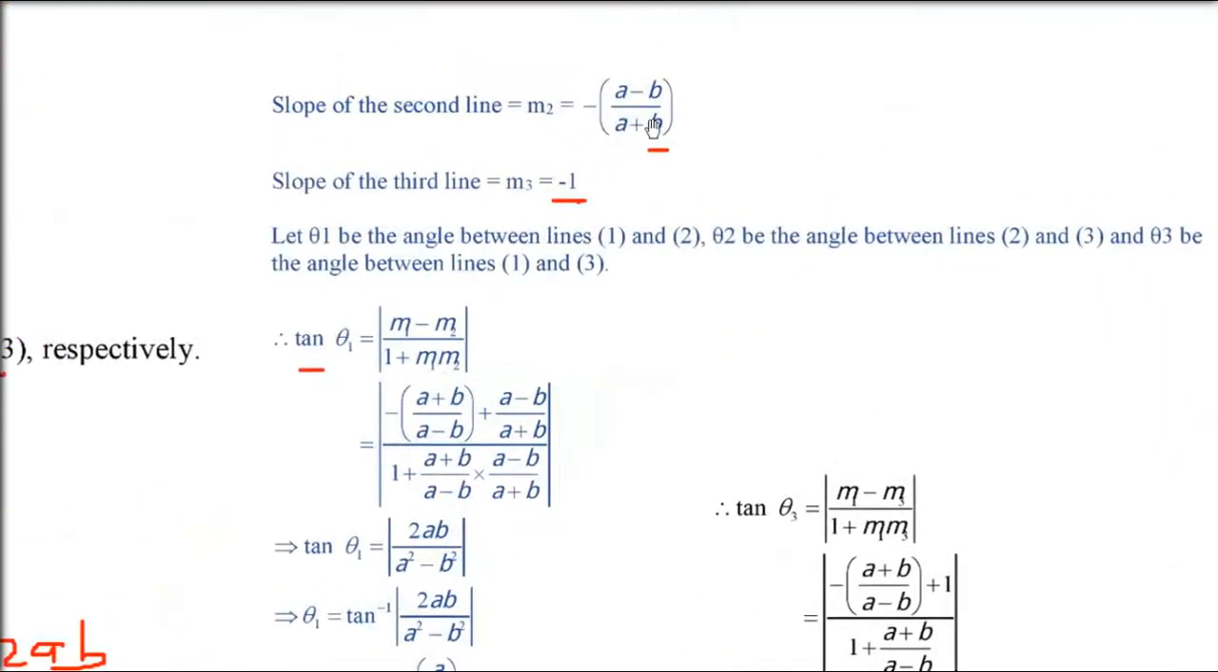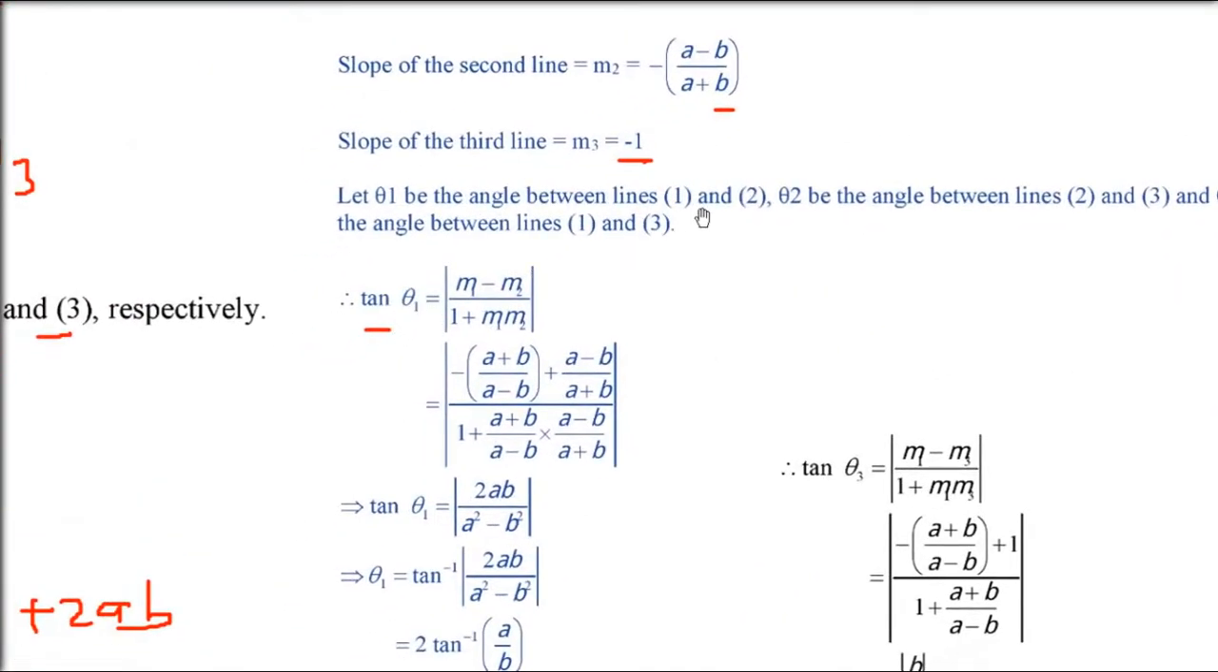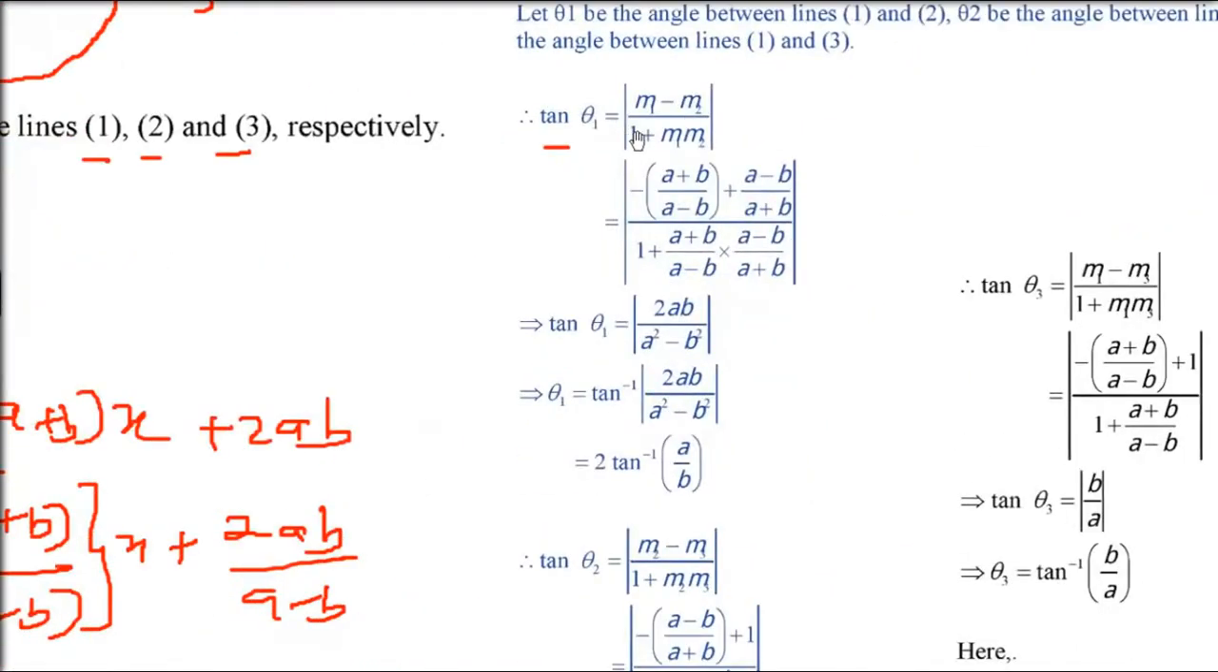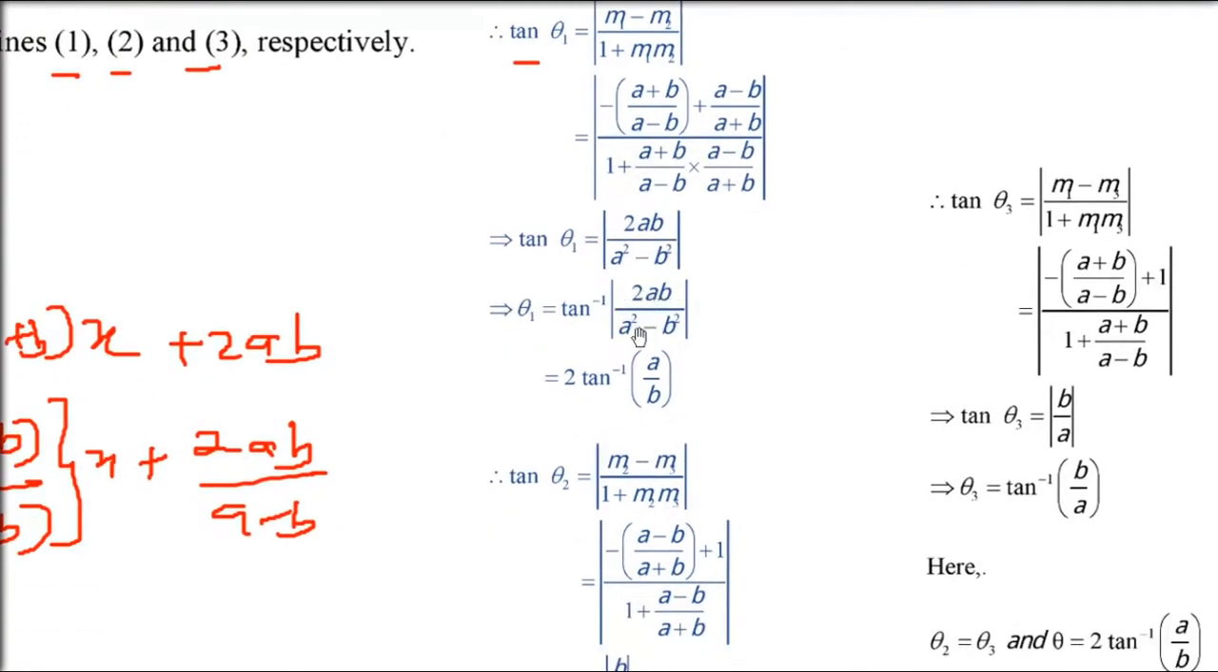Minus a minus b, a plus b, the m2. Now tan theta will be what? Tan theta will be m1 minus m2 by 1 plus m1 m2, we already have. So I am putting it here, and you will find that this will be 2ab by a square minus b squared.